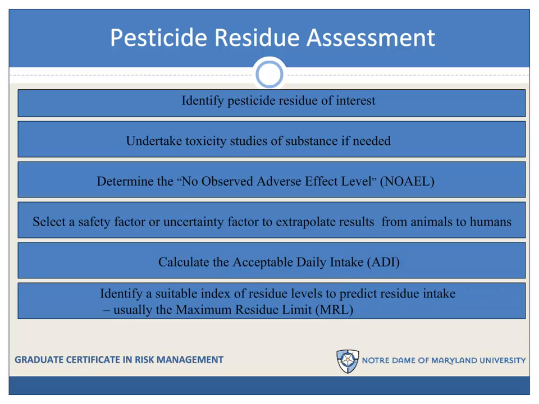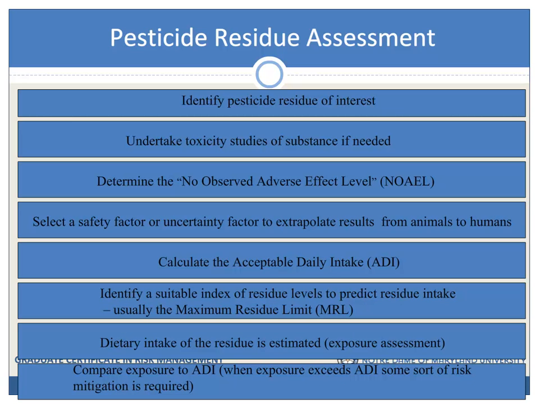Pesticide residue assessment is another chemical risk assessment that's very similar to the food additive safety assessment. The steps include identifying the pesticide residue of interest, undertaking toxicity studies of the substance if they are needed, determining the no observed adverse effect level, selecting a safety factor or uncertainty factor to extrapolate results from animals to humans, then calculate the acceptable daily intake, the ADI.